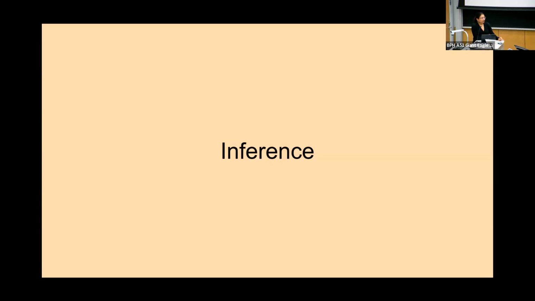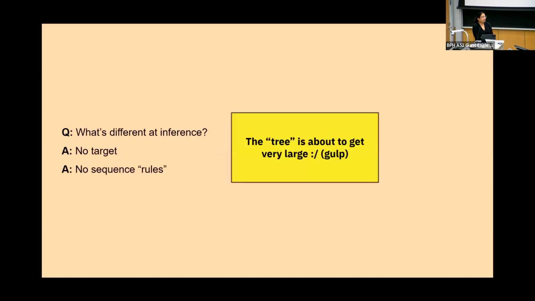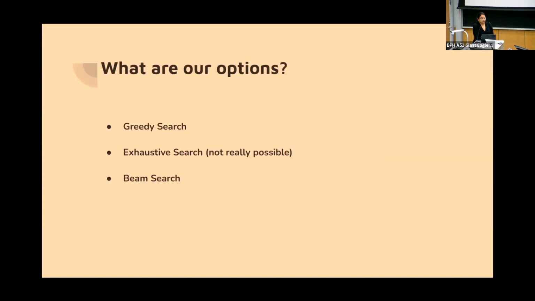The main difference between training and inference is that during inference, you're not going to have a target to compare against, and there are no specific rules for the sequence that you have. So how do you deal with that? We have multiple options. One of them is greedy search. There's also exhaustive search, but considering the number of possibilities that we have, this is not really viable. And of course, we have beam search.